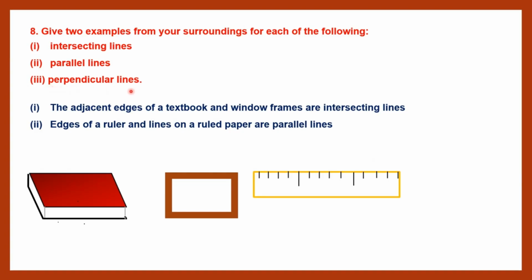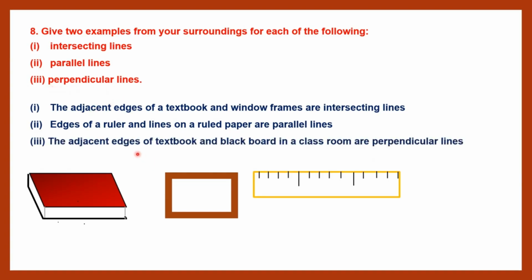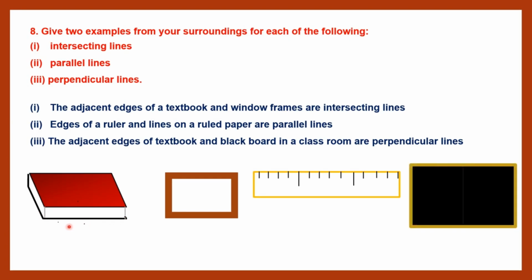Then we have perpendicular lines. Here, perpendicular lines are again the adjacent edges of a textbook. Look at this textbook. The adjacent edges are perpendicular to each other because they meet at right angles. That is one example. And if you look at your blackboard, look at this edge and this edge. Can you see that L shape there? They are meeting at 90 degrees. So you can see the four corners, you can see that there are perpendicular lines. So these are all examples from your surroundings. You can look around and find more examples.